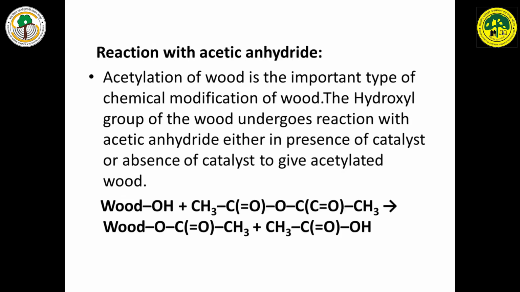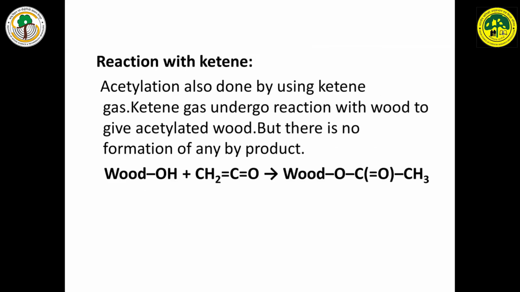Here we can find some of the chemical reactions of the wood. The main chemical reaction is with acetic anhydride. The first modification of the wood started with the acetylation process. Here wood is undergoing reaction with acetic anhydride and producing acetylated wood, and acetic acid is the byproduct, which can be easily removed because acetic acid is easily smelling. We can remove it by physical methods like vacuum process methods.